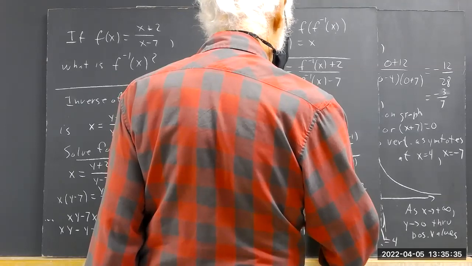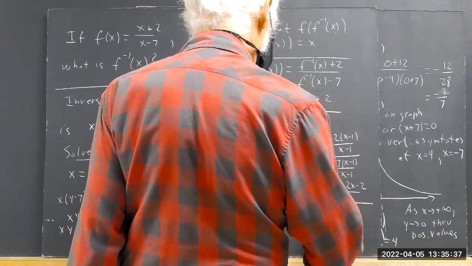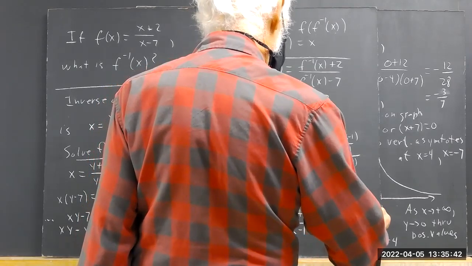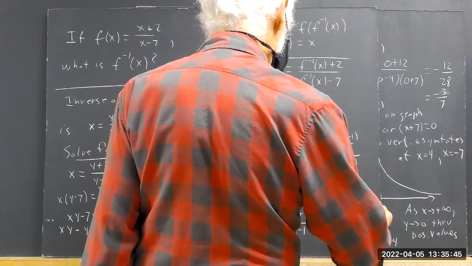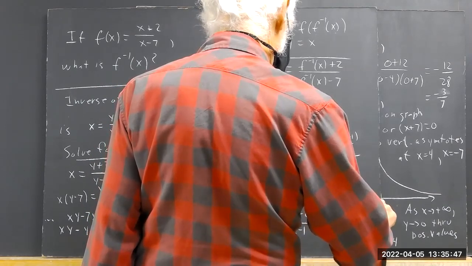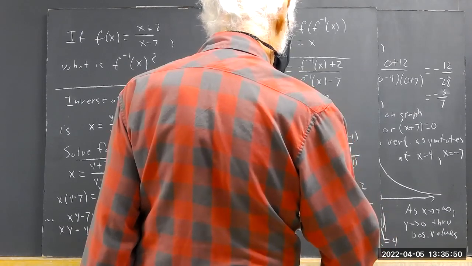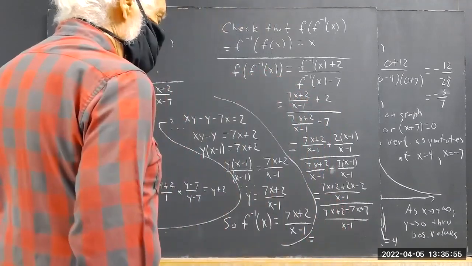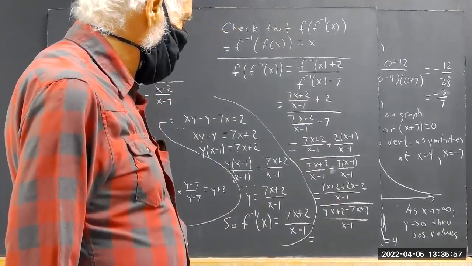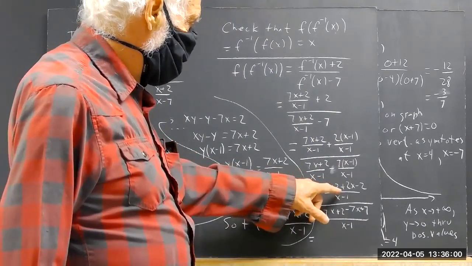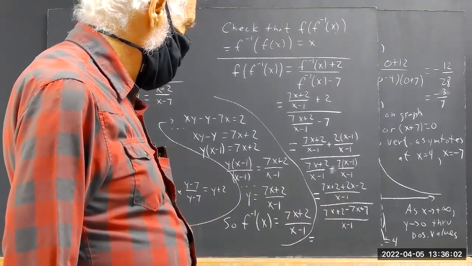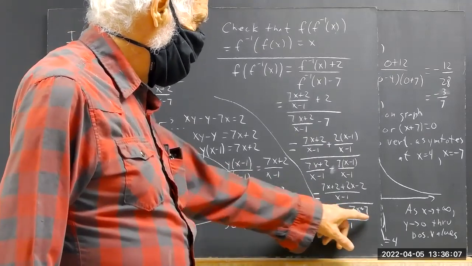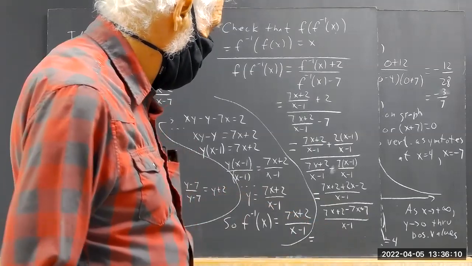Minus 1, divided by 7x plus 2 minus 7x plus 7 over x minus 1. Simplifying, we get 9x over x minus 1, divided by 9 over x minus 1.